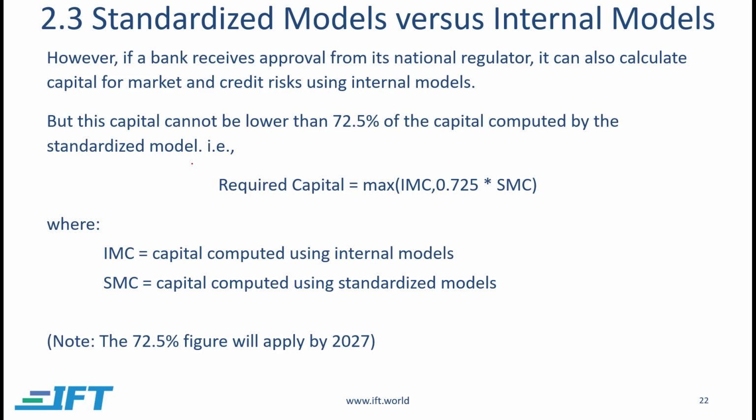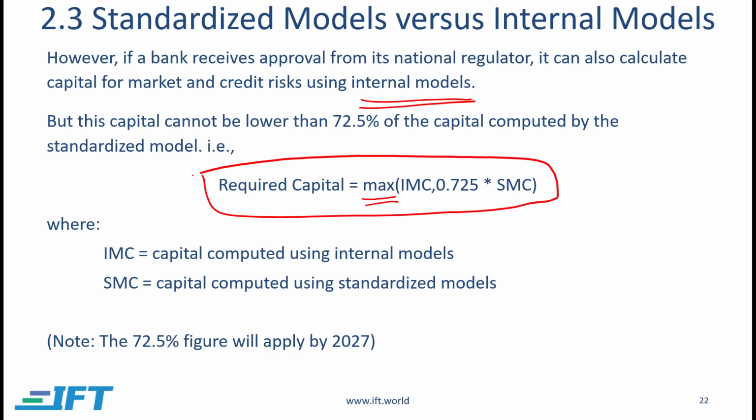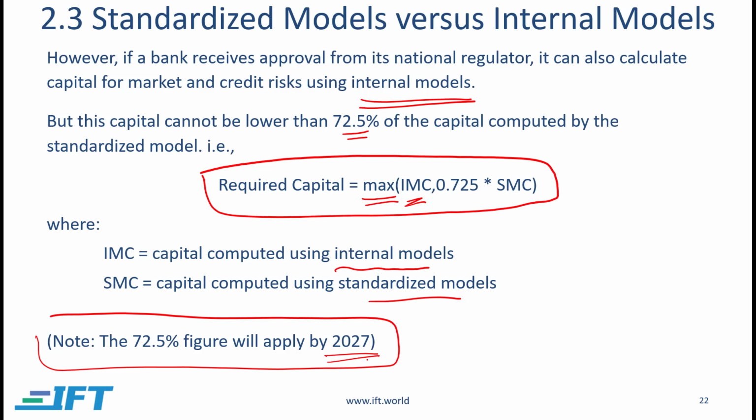So how that works is that you can use your own model as well, and whatever is the amount of capital you think you need to keep for market risk and credit risk based on your internal model, you can do that, right, as long as it is not less than the minimum required. So here, don't get confused with this formula. It's a very simple thing that is being stated over here: the maximum of either your IMC, which is computed through your internal model, or 0.725, or 72.5%, of what your standardized model is saying. So, whichever is more. And this 72.5% is going to come into force by 2027. So this is an important concept.